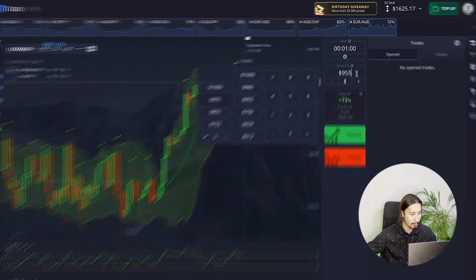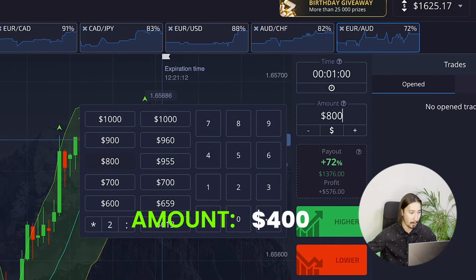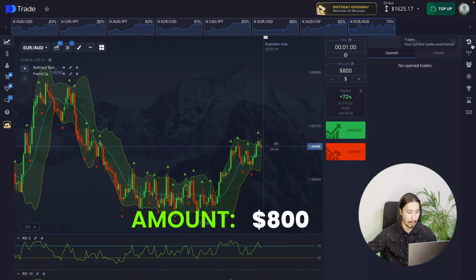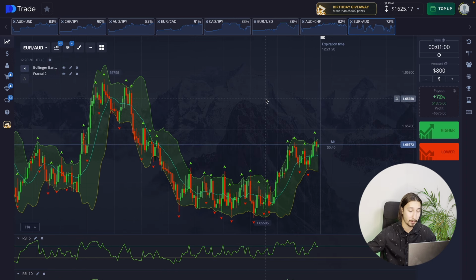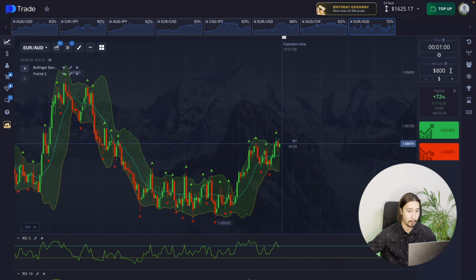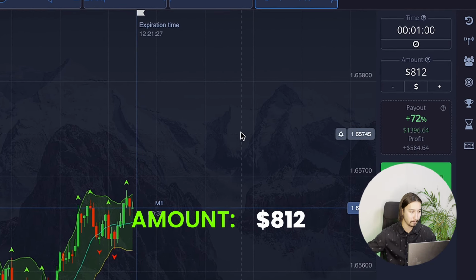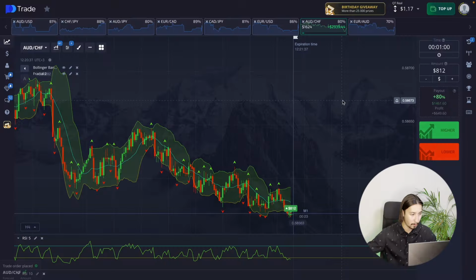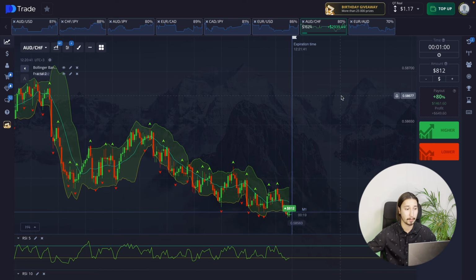Actually, probably we need to finish the result, so let's change the amount of the transaction value. I will put $800 and continue trading. I will open transactions again for the maximum balance amount. I will even put 812. Actually, let's continue. All right, here I will open a position for a long.